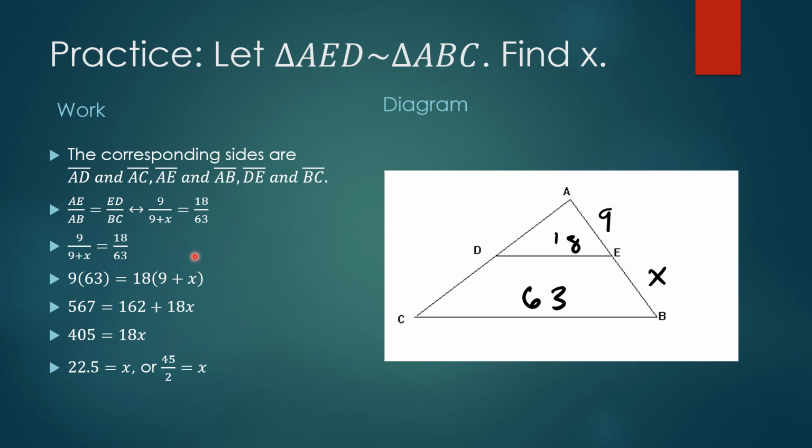But we set the ratios equal to each other, and then we cross multiply. We then distribute or multiply. Then we subtract, and then we divide. So we get x is either 22.5 or x is 45 over 2. And that's it. In class, we'll practice more with these and discuss a little bit about how to prove triangles similar.